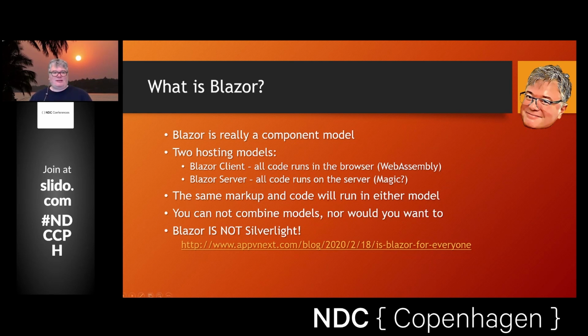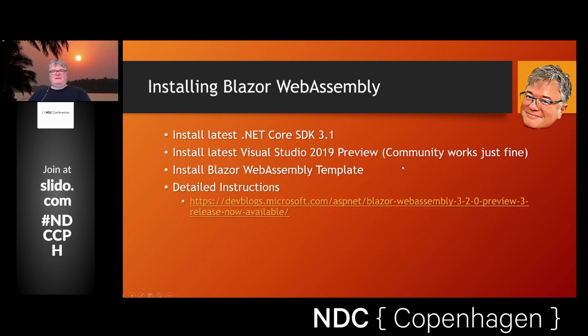All right, so now that I've got the what is it out of the way, let me talk about how to install it. Well, if you just install the latest Visual Studio 2019, not preview, and regular .NET Core 3.0, you're going to get Blazor server support right in the box. That has been baked since Core 3.0 was shipped. But WebAssembly is still in preview. And if you want to run WebAssembly, you need to get the latest version of Visual Studio 2019 preview. Even the free community edition is just fine.